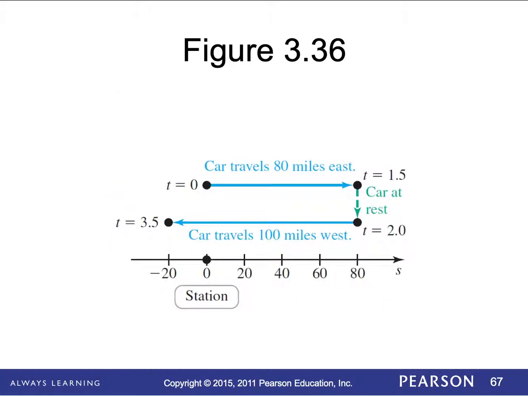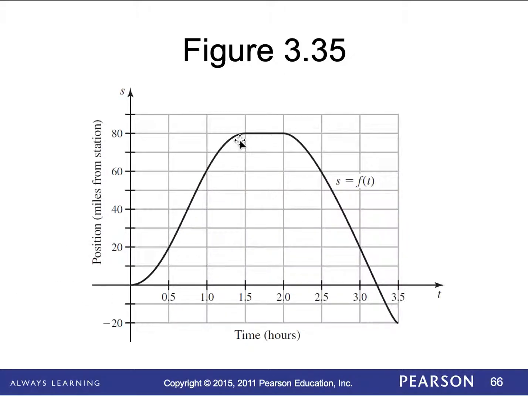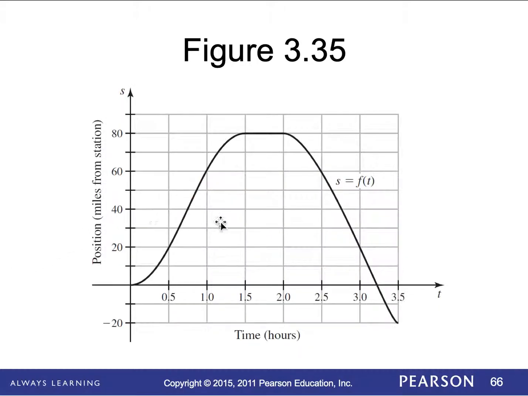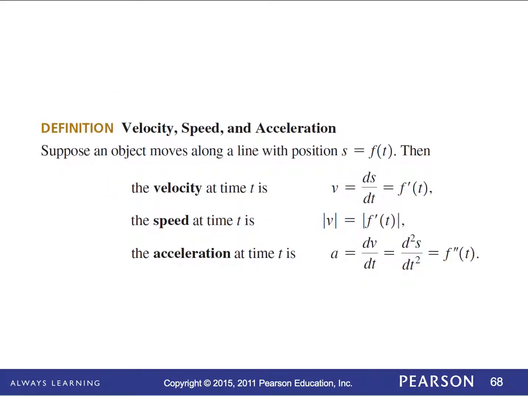So this is just an illustration of what's happening with that position. It went 80 miles to the east, and you know that because it's up here at 80. Then it traveled 100 miles back to the west. So think about positive and negative numbers there. And I know it's 100 because it goes from 80 down to negative 20. The distance there would be 100.